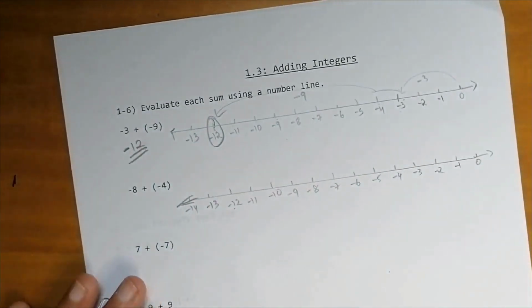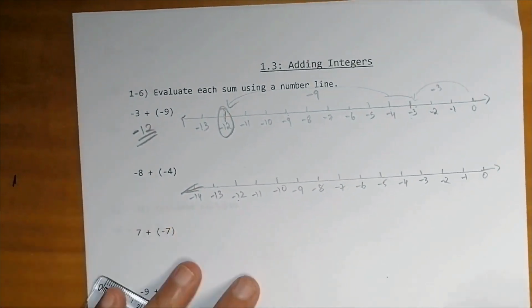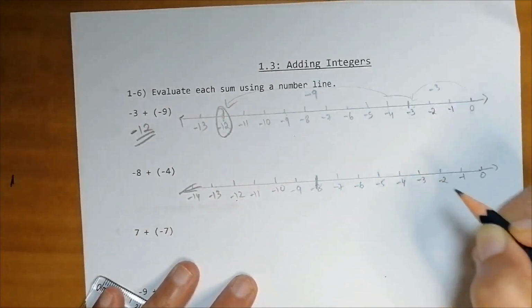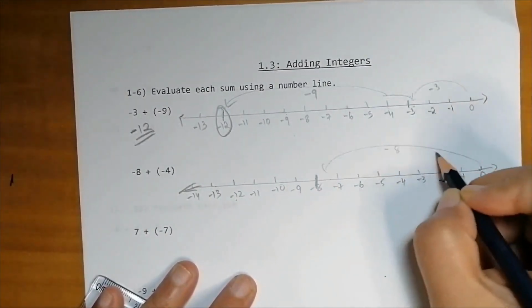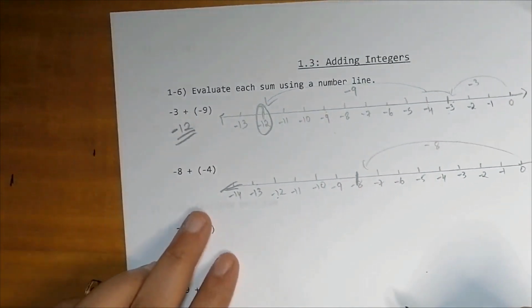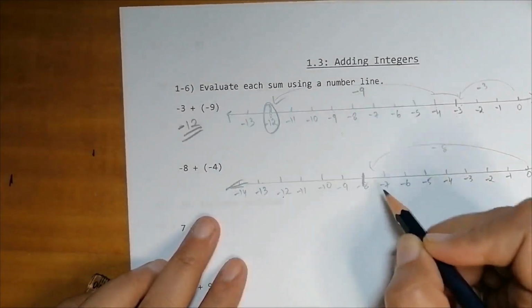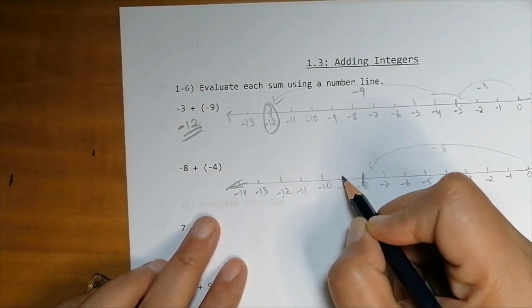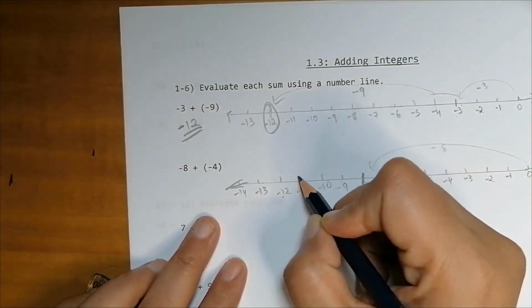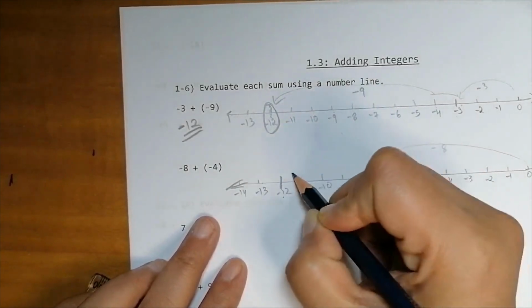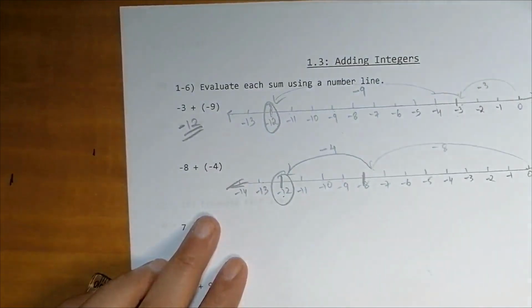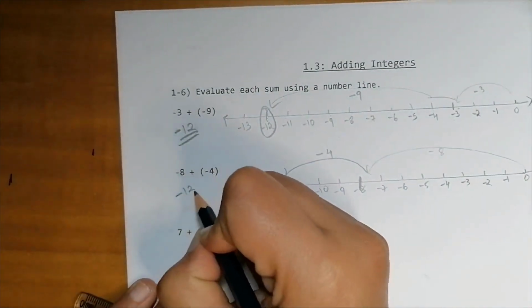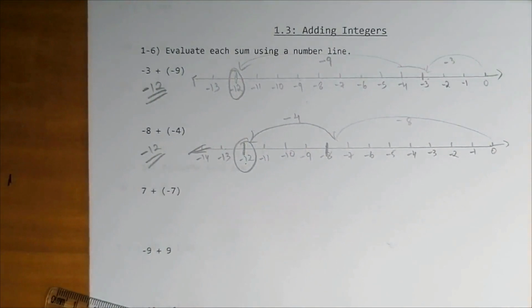Now it says -8, right? So we will start from here. We don't need to mark the others. And it says plus -4. So it's adding a negative, so you go negative. From here, you count 4 digits. 1, 2, 3, 4. So this is where we are, this is -12. So the answer is -12. This is another example of doing it on a number line.